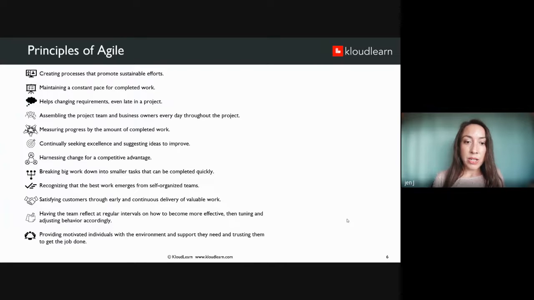recognizing that the best work emerges from self-organized teams, satisfying customers through early and continuous delivery of valuable work, having the team reflect at regular intervals on how to become more effective, then tuning and adjusting behavior accordingly, providing motivated individuals with the environment and support they need, and trusting them to get the job done.